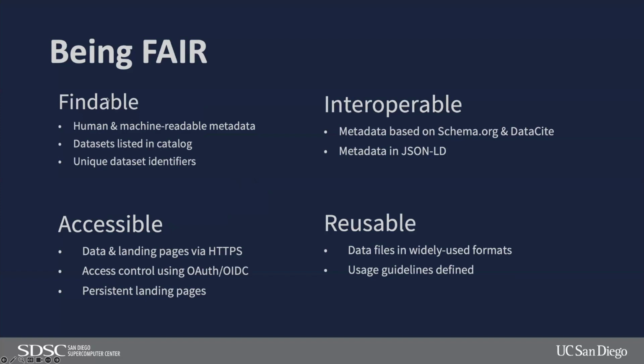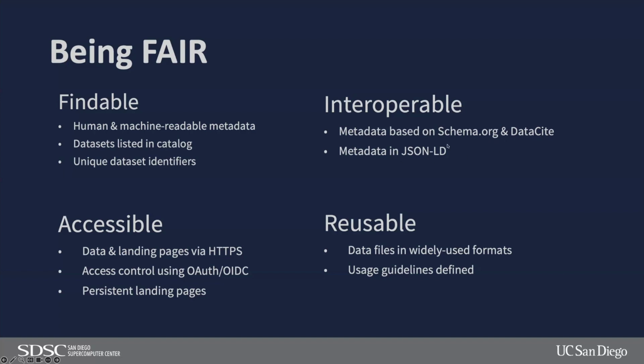And then being FAIR, findable, accessible, interoperable, reusable, we ensure that there's human and machine readable metadata on all the landing pages, that there's a catalog and unique identifiers. The data is accessible over an open protocol, and access control through HTTPS uses OAuth and OIDC, a very standards-based mechanism. And the persistent landing pages, that even if you archive or remove your data sets, you can maintain the landing page, which is a critical part of maintaining the FAIR principles. We use schema.org and DataSite when appropriate. We do a crosswalk between those.